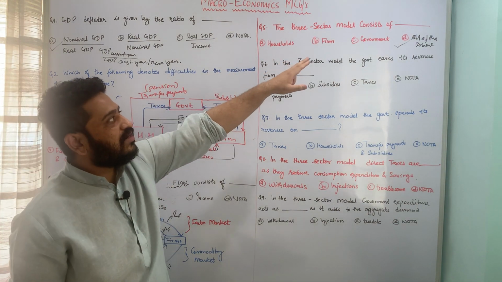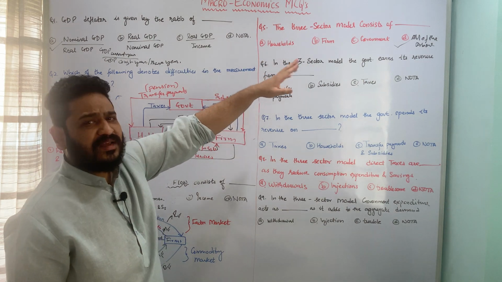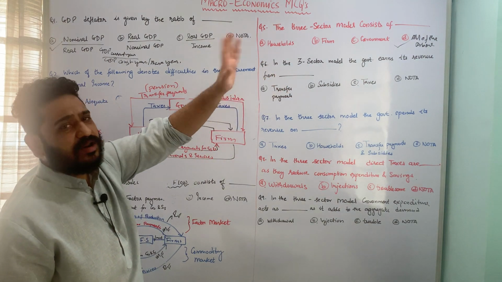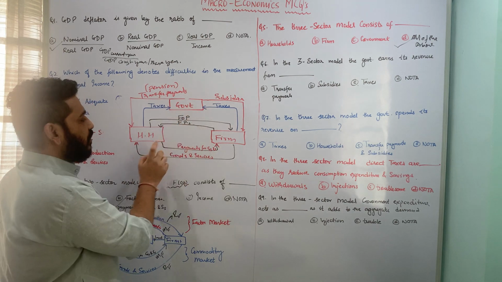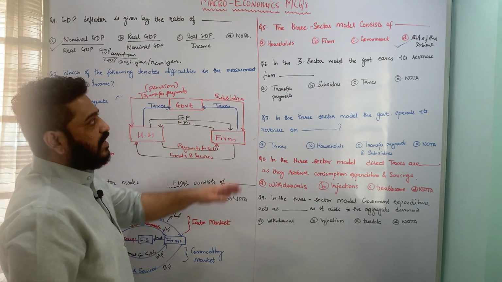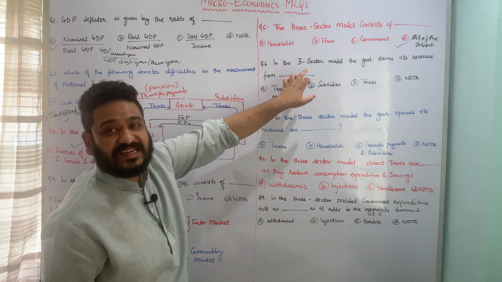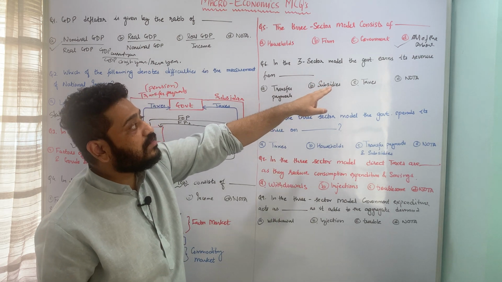Now the three sector model consists of households, firms and government, and all of the above. These are the options, and all of the above is correct because it consists of government, household as well as firms.